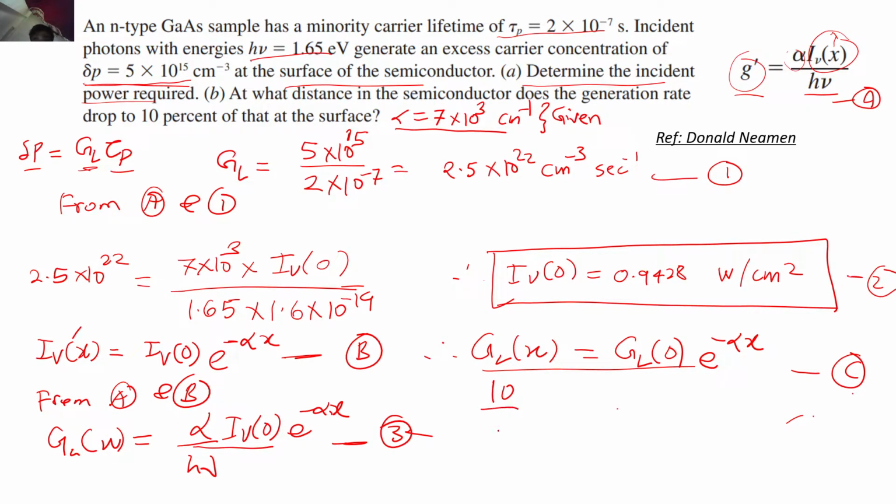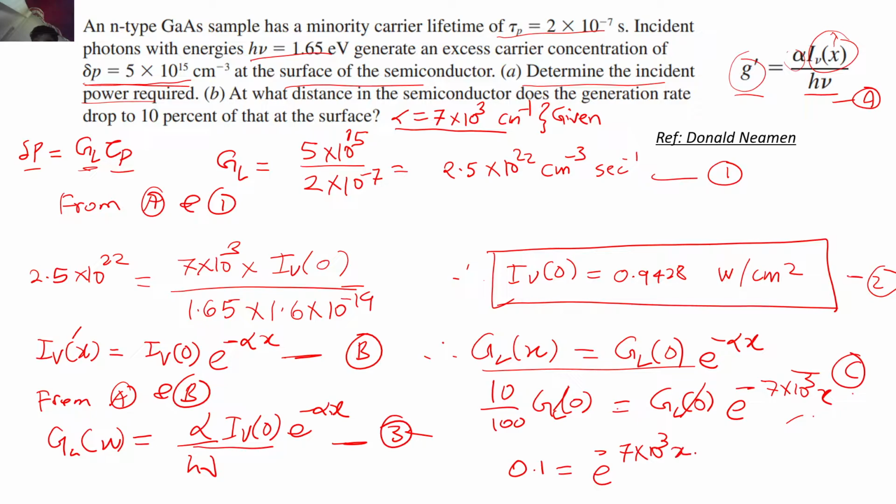So if I write 10 by 100 of GL of 0, and the absorption coefficient I know, 7 into 10 to the power 3 into x. So now I just have to solve this. What is this? 0.1 is equal to e to the power minus 7 into 10 to the power 3x. So we have to just take the ln on both the sides, and the moment we do it, you are going to get your answer.